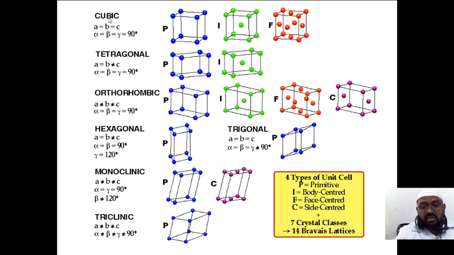You can have a look at it and make a note of it. Please make a note of all this. You don't need to draw these figures here. You can just make a note of these parameters: cubic, tetragonal, orthorhombic, hexagonal, monoclinic, triclinic, and also trigonal. So that's 1, 2, 3, 4, 5, 6, 7 crystal systems, with schematic diagrams of the different unit cells available in the crystal systems. Understood, everybody? Now make a note of it.